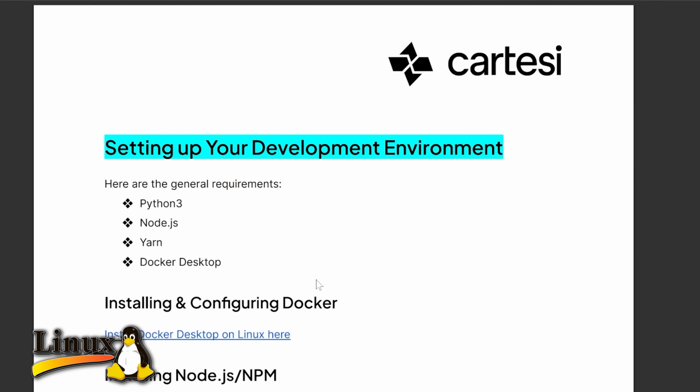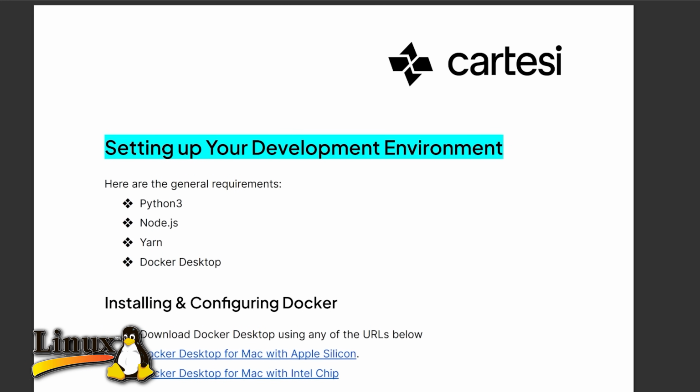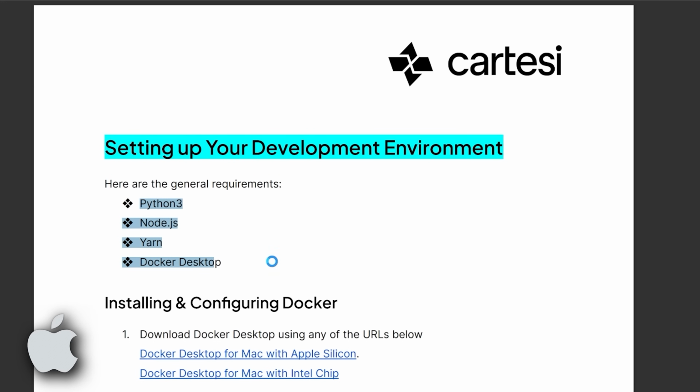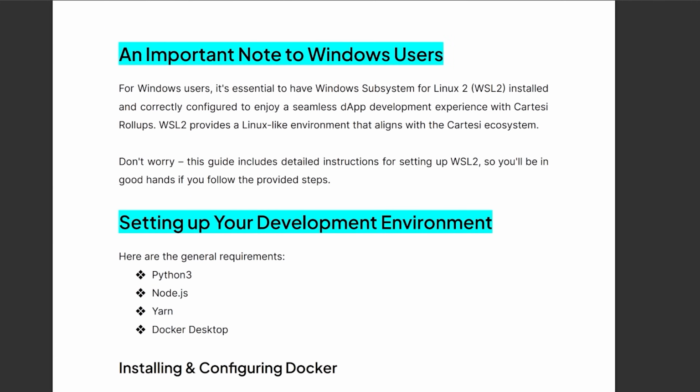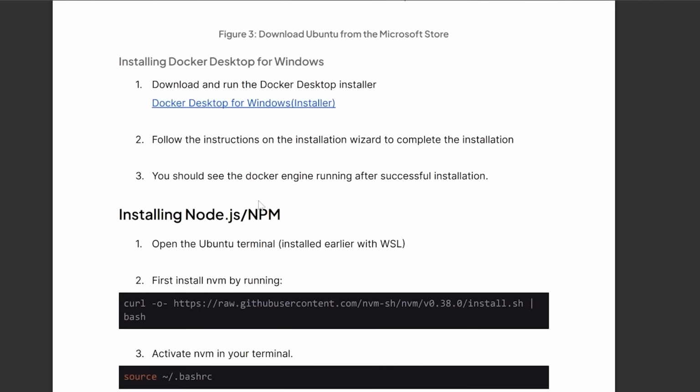On Linux, same thing, okay? Python 3, Node, Yarn, Docker Desktop installed on Linux. Mac OS, exact same thing. If we have all those three dependencies, we are now ready to start running through the steps that are actually going to be the same for all the operating systems, okay? Or at least very, very similar.